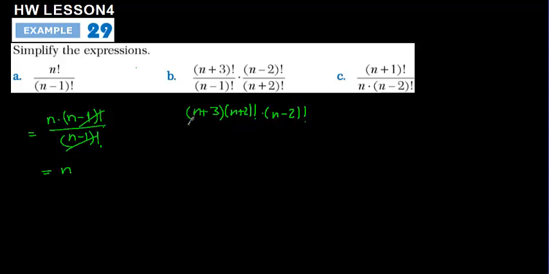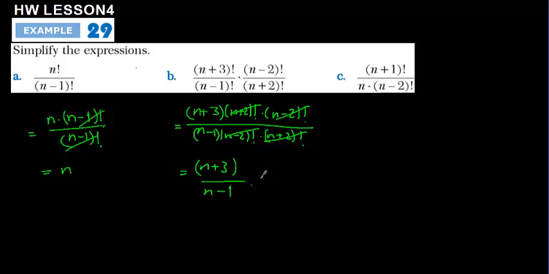The down upper part we are writing, and n minus 1 factorial is bigger than n minus 2, because it is n minus 1 times n minus 2 factorial, times n plus 2 factorial. Okay, then when you simplify this 2 and this 2, it's going to be equal to n plus 3 over n minus 1.